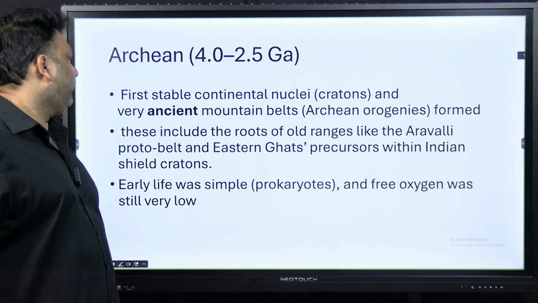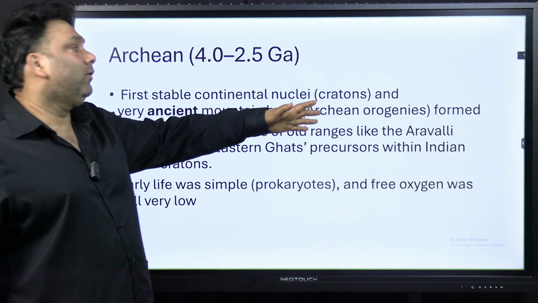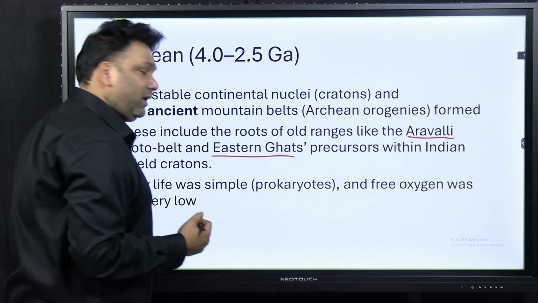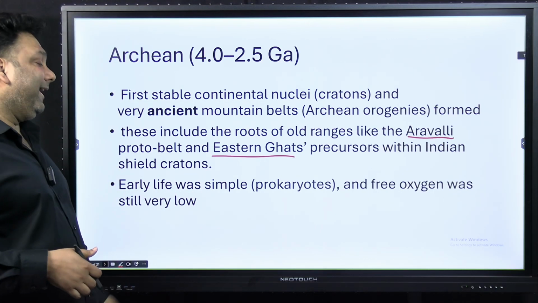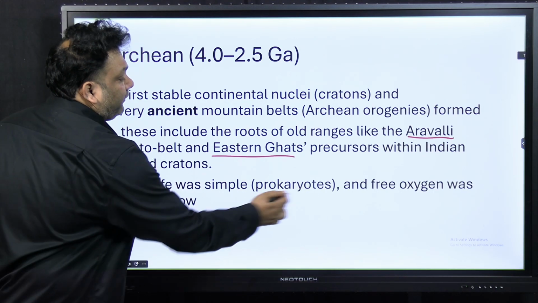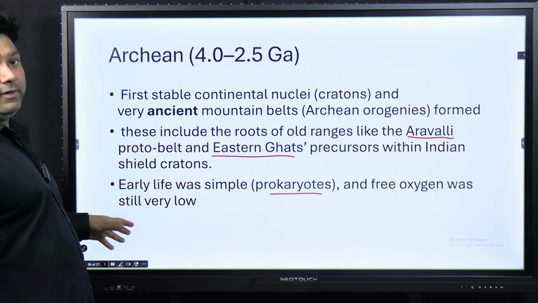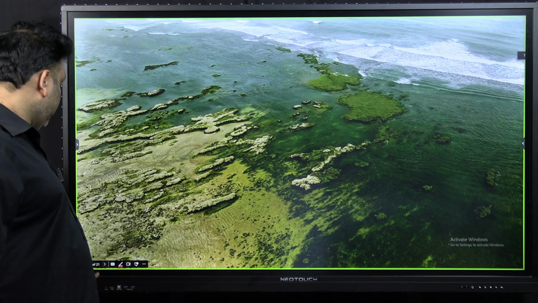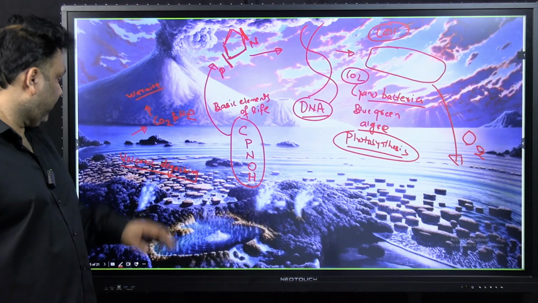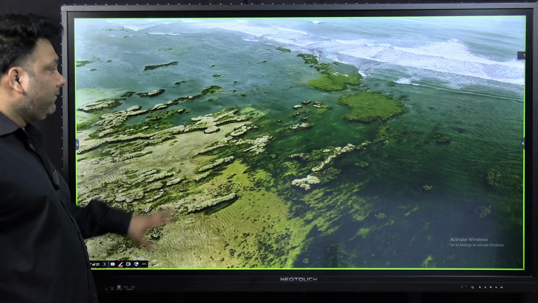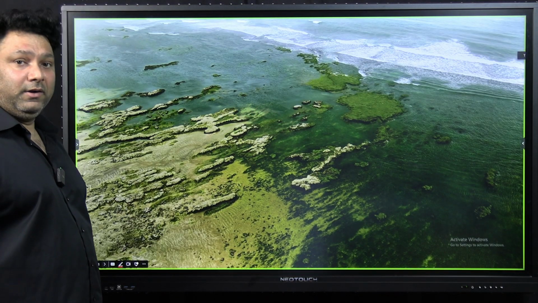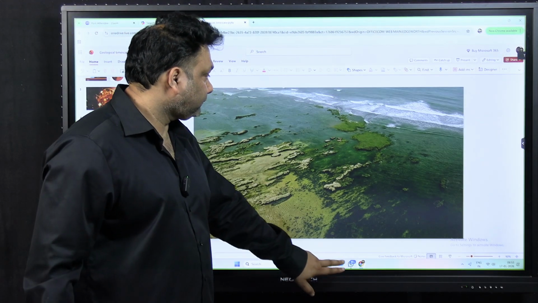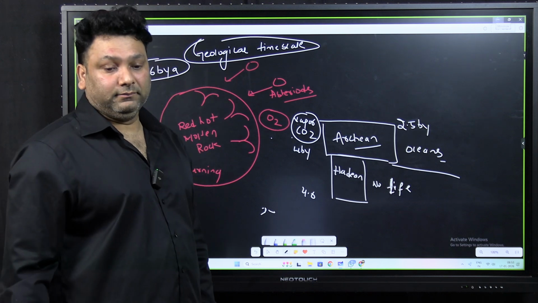Craton means the oldest rocks have been formed. Ancient mountain belts, such as the Aravallis and Eastern Ghats, have been formed during this time period. Means the plate tectonics were taking place. And early life such as prokaryotes, and free oxygen has been emitted, but still it is very low. So this is what happened during the Archean time period. So somewhat from such kind of a landscape, it has become something of this sort. So algae was everywhere. So that's why it is called the Archean time period. Understood?